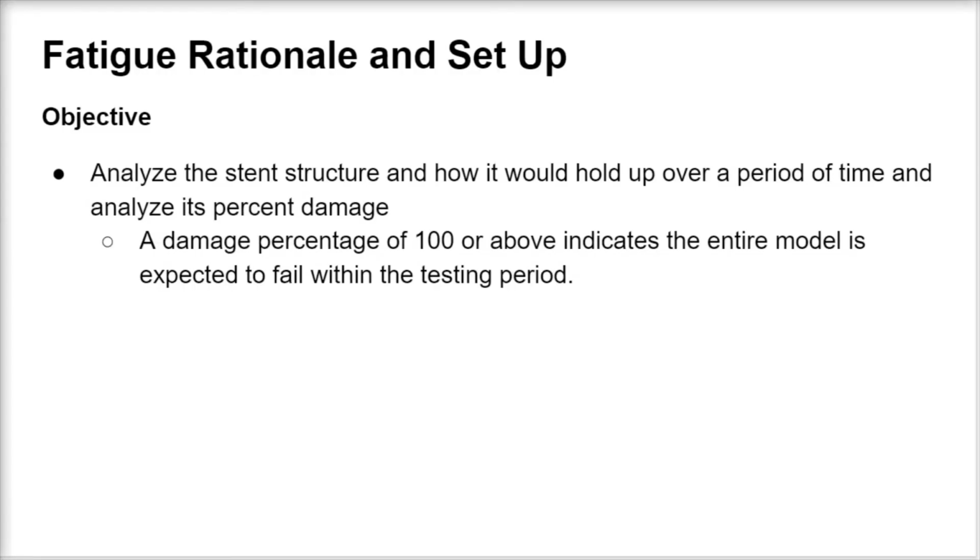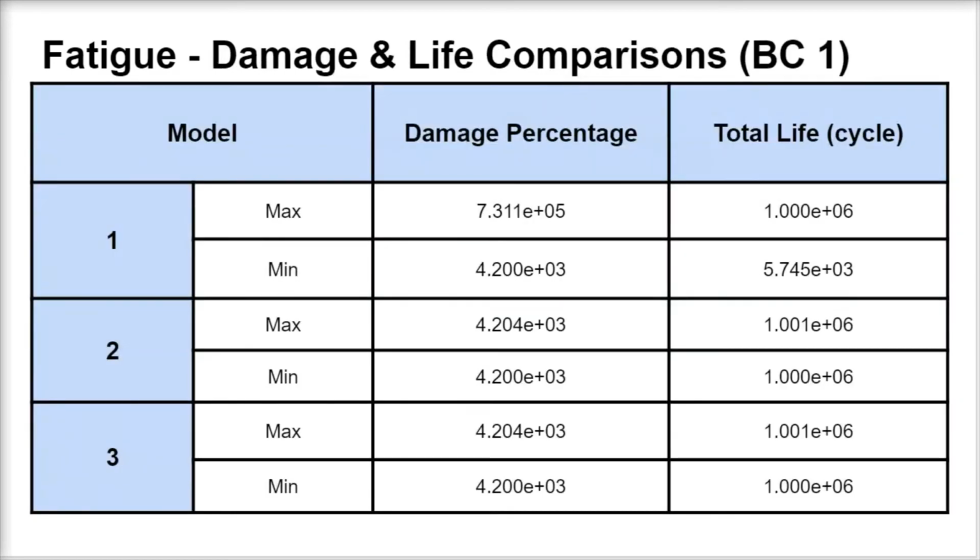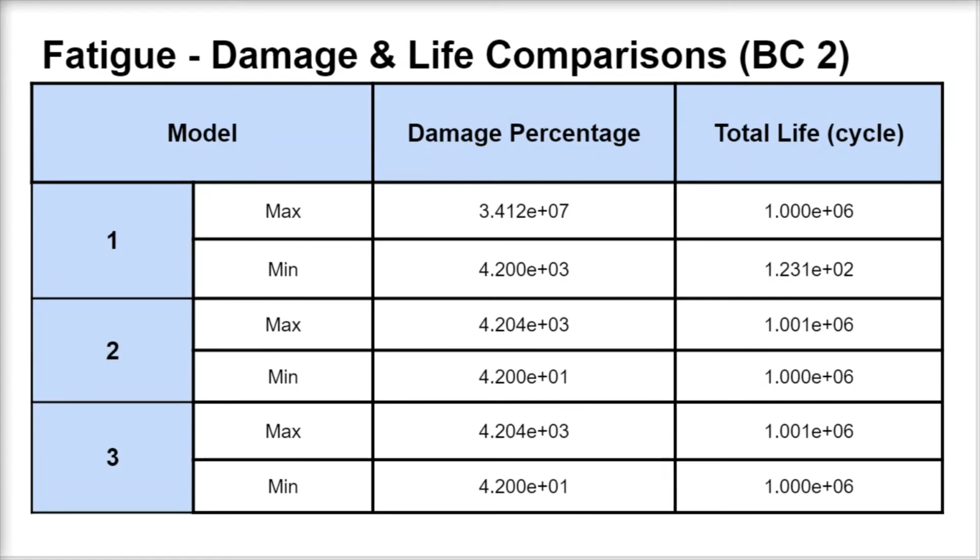Using the static studies, we ran fatigue analyses to determine the percent damage done to the stent structure over a period of time. We ran the study for 42 million cycles due to the fact that the average human heart beats approximately 42 million times a year. Here's a table for the data run in the 3 models when our first set of boundary conditions are applied. Here are the same 3 models, but with the second set of boundary conditions applied.